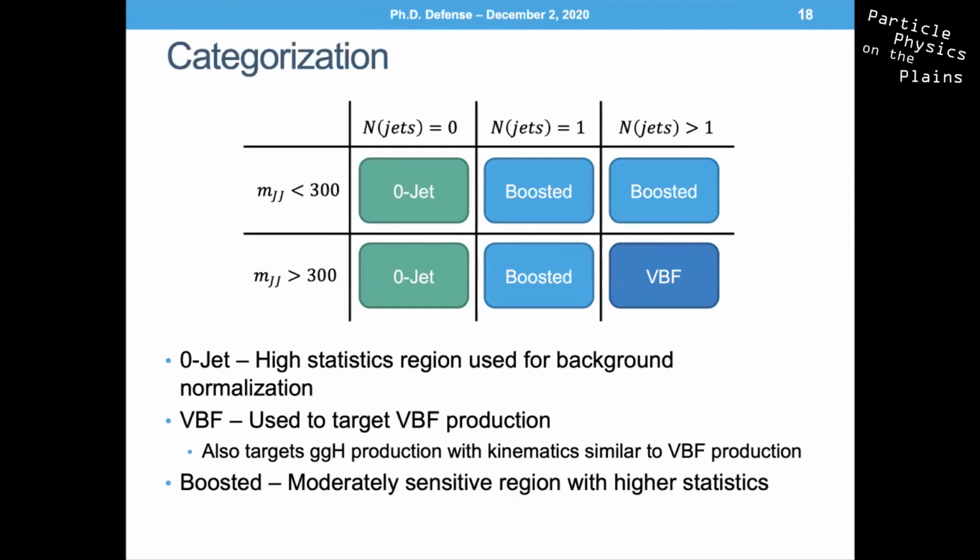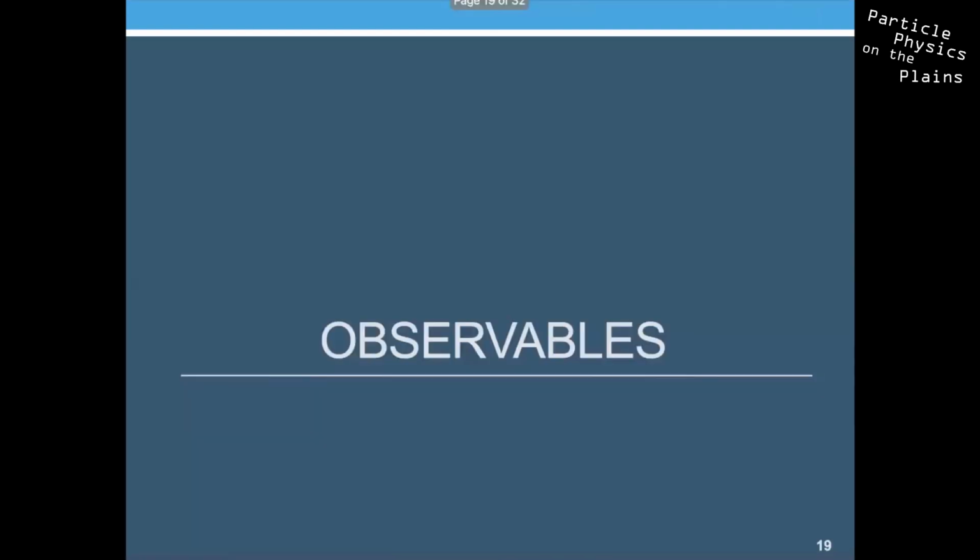And then all the events that don't fall into either of these two categories fall into the boosted category, which has moderate sensitivity and moderate statistics. But it would take a more dedicated approach to really get the best out of the boosted region.